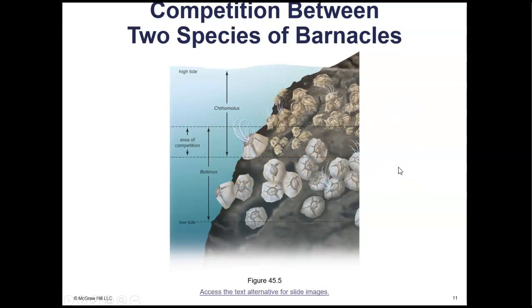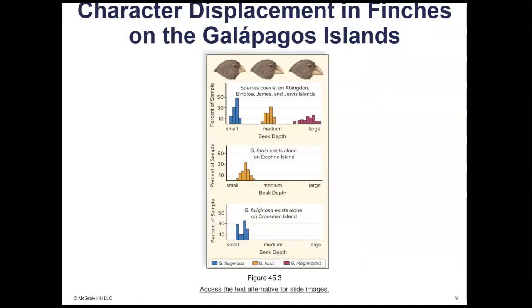The fundamental niche of the Chthamalus, or the small barnacle, is actually the entire region from low tide to high tide. But the realized niche is pretty much the high tide region of the water. So that's an example of fundamental versus realized.